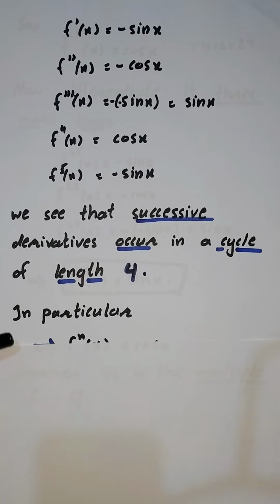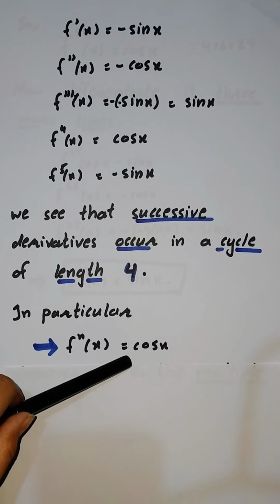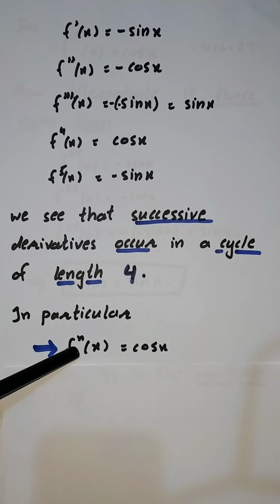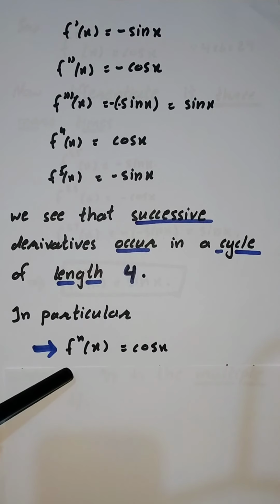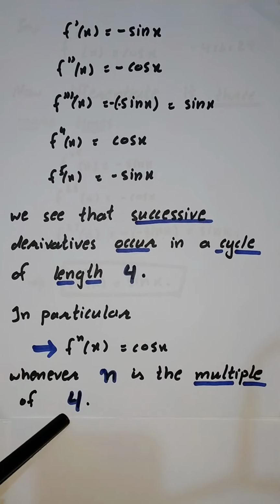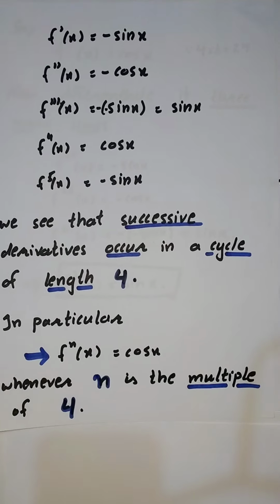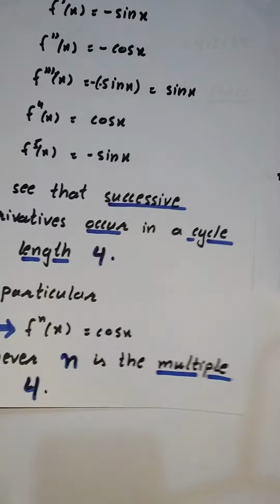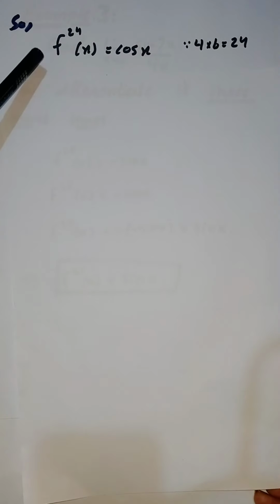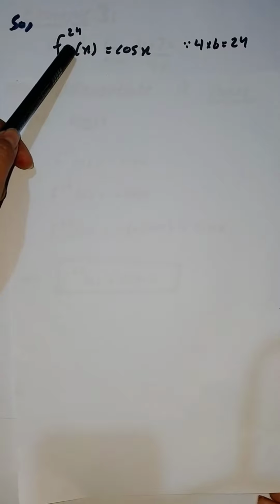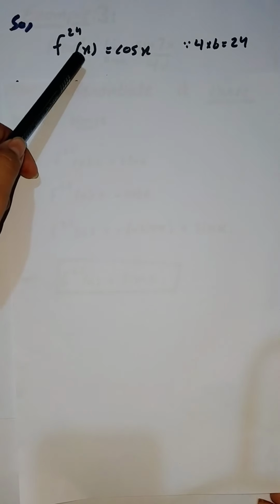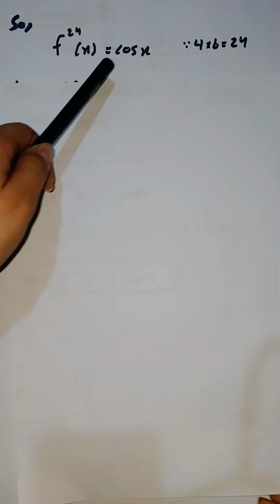So what it says is that in particular the nth derivative of cos x will give us cos x only if n is a multiple of 4. From here we have seen that if n is a multiple of 4, then the derivative of cos x will again give us cos x. So for finding the 27th derivative, we know that 24 is a multiple of 4, so the 24th derivative of cos x will give us cos x.